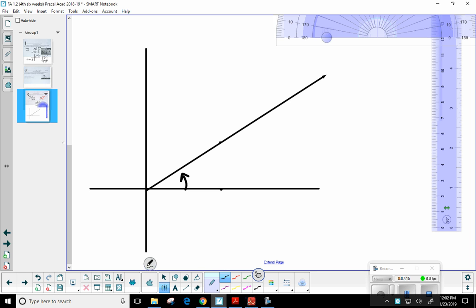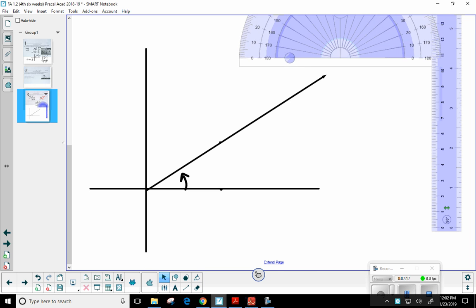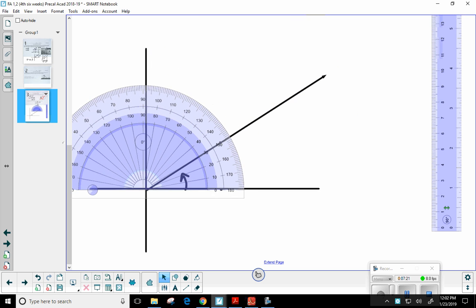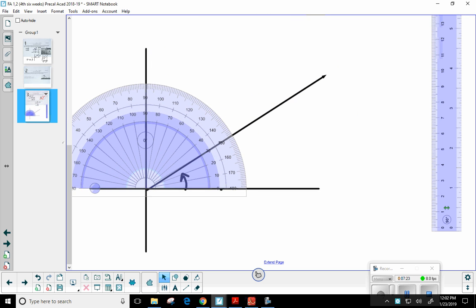So how do I use this protractor here? There you go. That crosshair is right there. I'm going to put that directly on the origin. Okay. So let's see. Looks like mine is right on 30. So I'd say that works out perfectly.